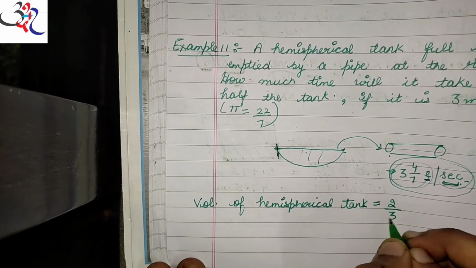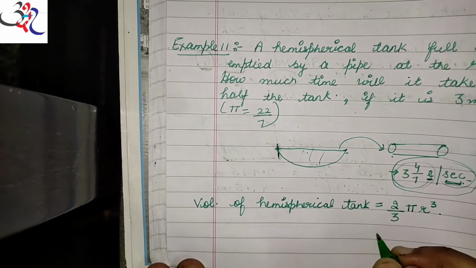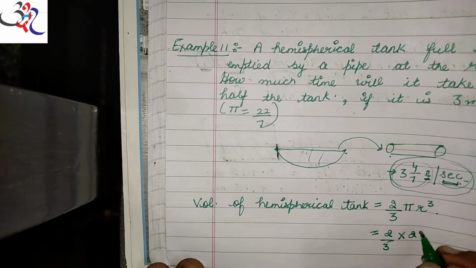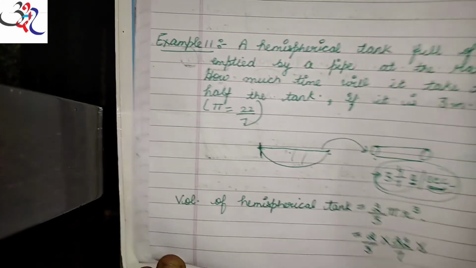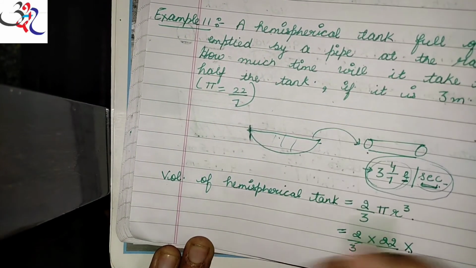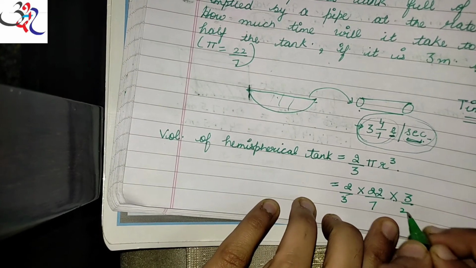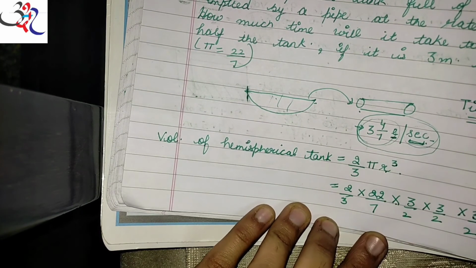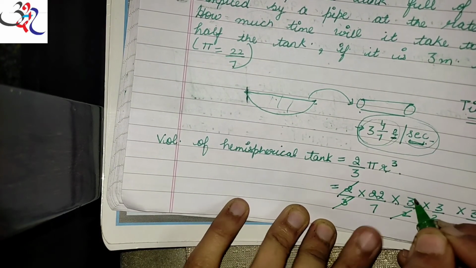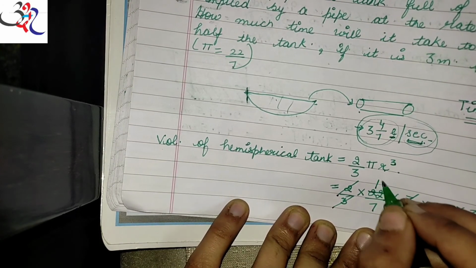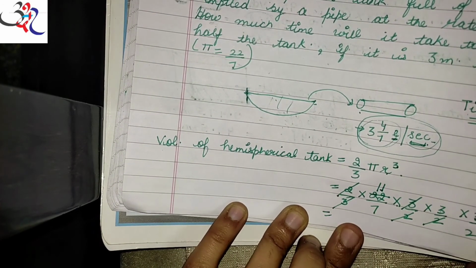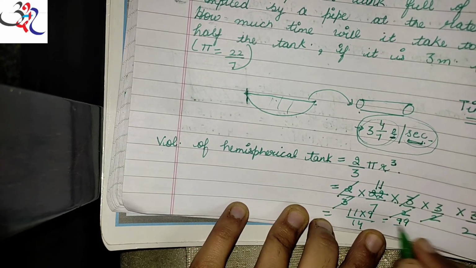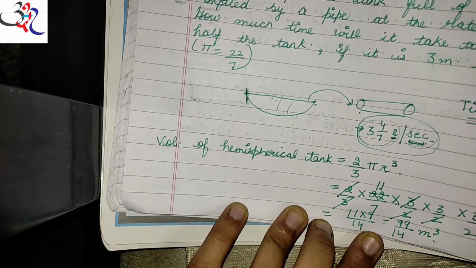Which is equal to what? This is given by 2 by 3 pi r cube. So 2 by 3 into pi, which they have told us to take as 22 by 7, into radius cube. Diameter is given as 3 meters, so radius will be 3 by 2 into 3 by 2 into 3 by 2, because this is r cube. So 2 and 2 will get cancelled out, 3 and 3 will get cancelled out. From here I will get 11 into 9 by 14, so I will get 99 by 14 meter cube.